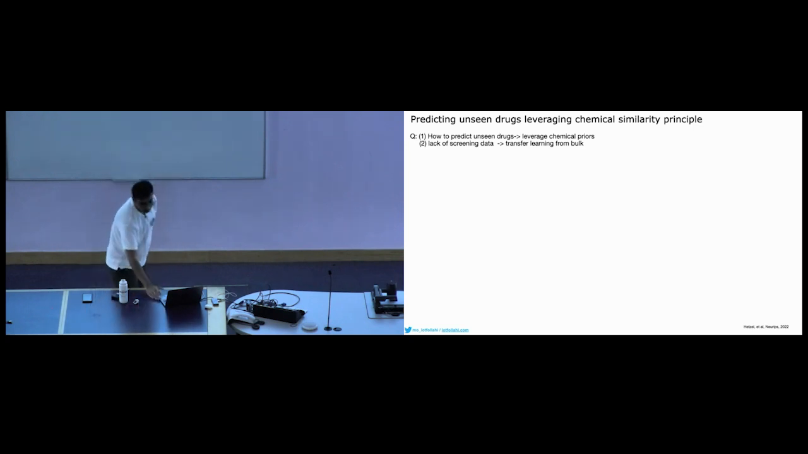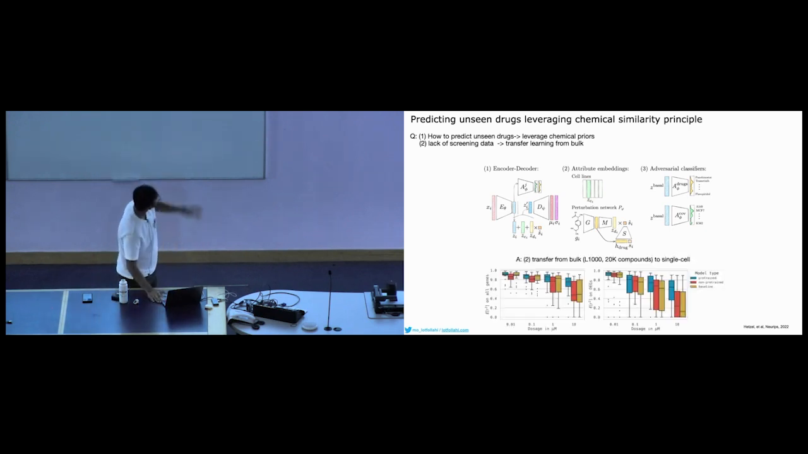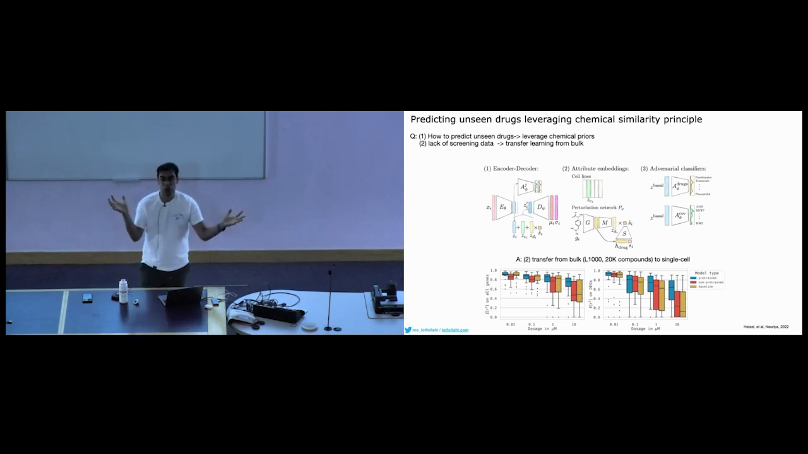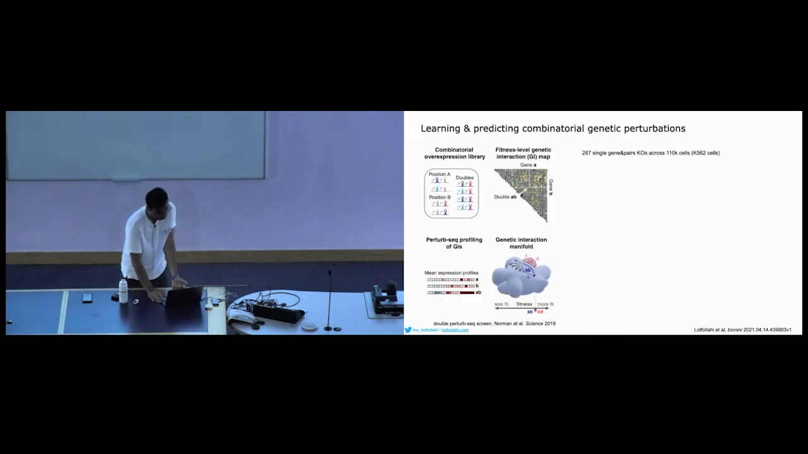This is a publication from last year in NeurIPS, where we extended the architecture of CPA to incorporate chemical priors, which is called ChemCPA. And then we designed a transfer learning approach where we combined both single-cell RNA-seq and bulk RNA-seq to compensate for the lack of data in single-cell RNA-seq screenings, and that shows better performance.